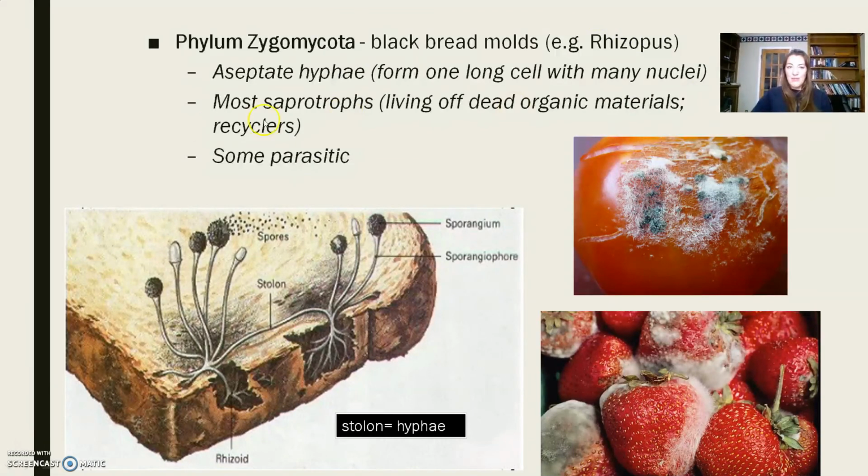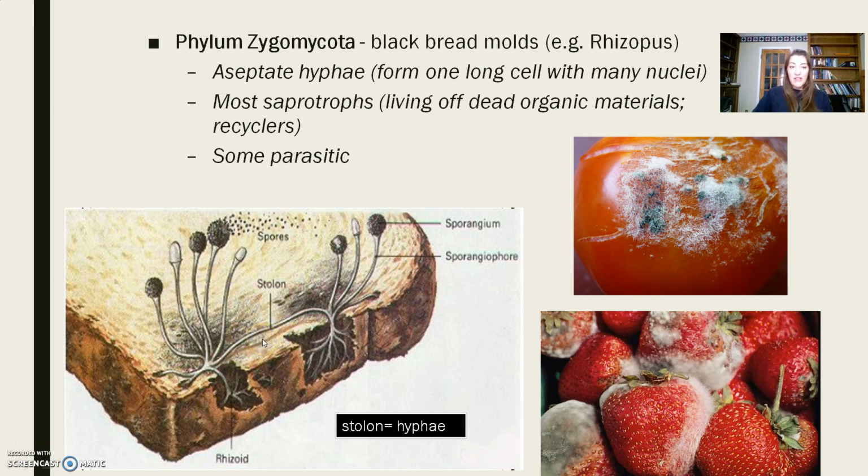Okay, so let's get a little bit more detail here. Phylum zygomycota, black bread molds. They're also called Rhizopus, which is their more formal name. The aseptate hyphae form one long cell, and they have many, many nuclei. Looking at this picture, this is called a stolon, but it's the hyphae. It is continuous, with tons of nuclei passing information, but it doesn't have the dividers.